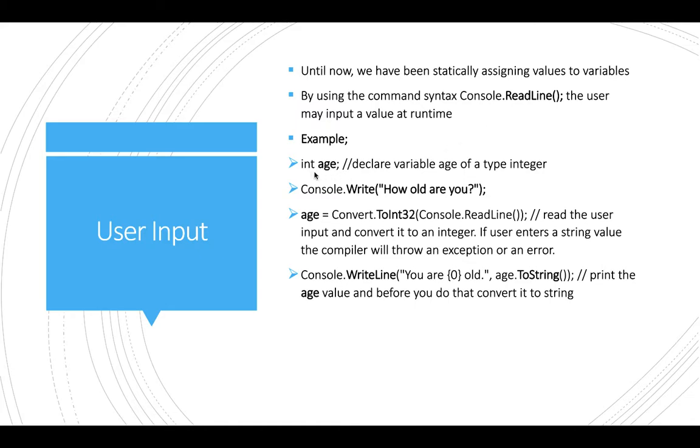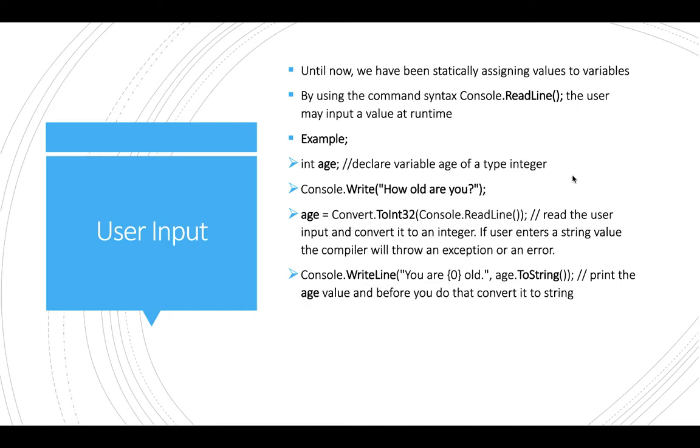Okay, so there is a simple example right here which we are going to observe under Visual Studio. We declare age as an integer variable, and then we say Console.Write how old are you, and then we assign the age variable equal to Console.ReadLine. But since this is an integer, we might need to convert to Int32 whatever the user inputs.